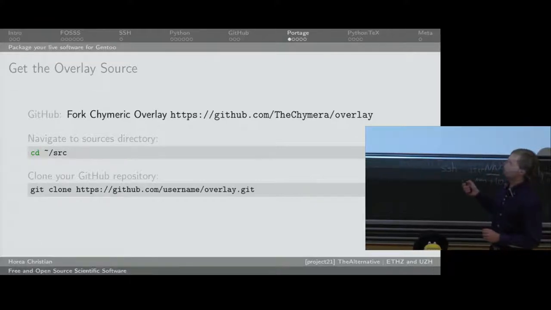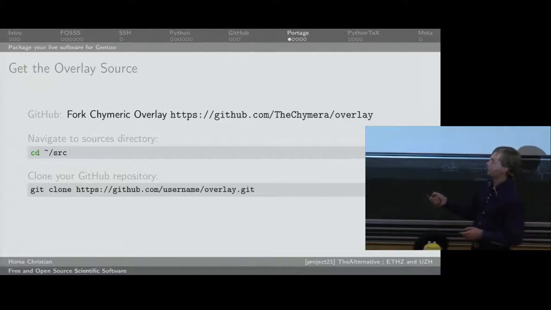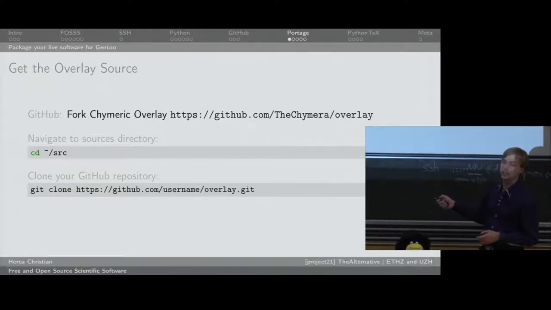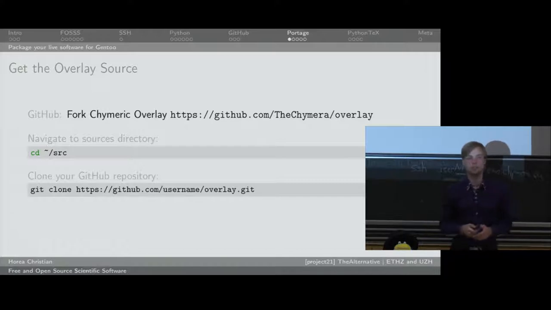After you have clicked that button, go to the shell with which you've been working, change the directory to src, and then type this command: git clone https://github.com/username/overlay.git. This is your GitHub username. This is not the username with which you're identified on the server. Please keep that in mind. This will be the address of your fork once you fork my overlay here, and this will copy everything to your system where you can easily edit it.